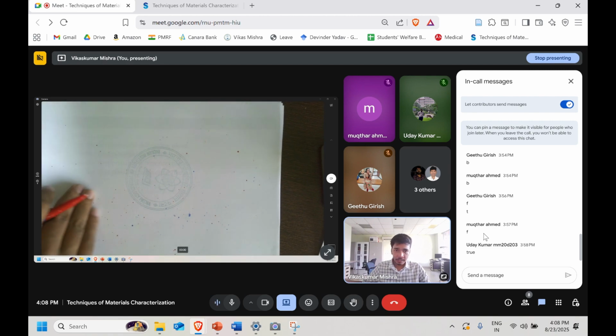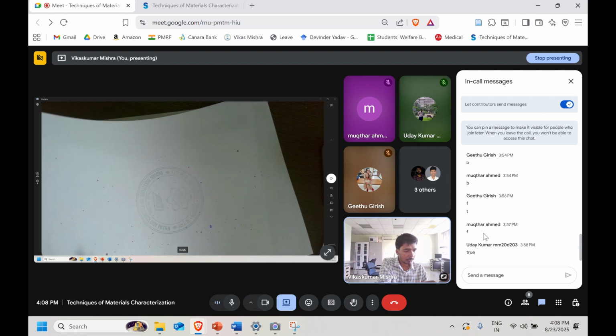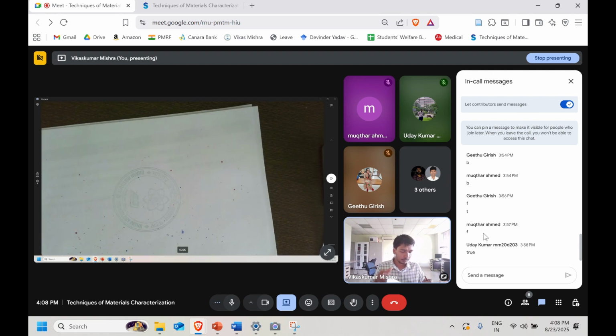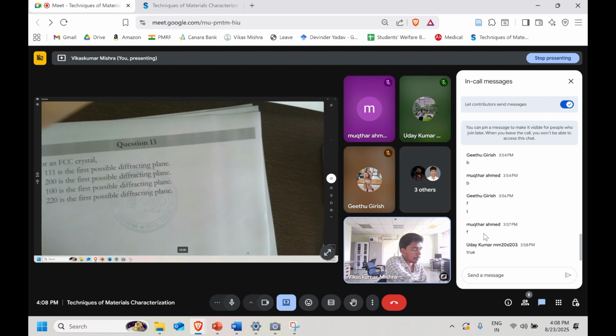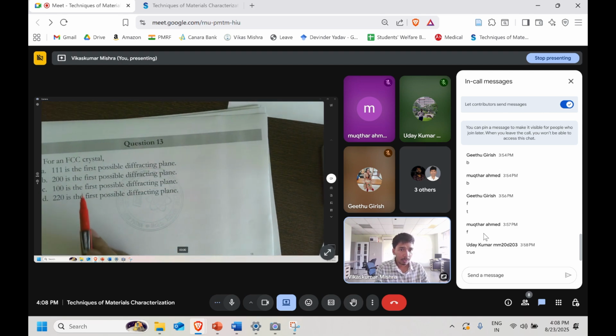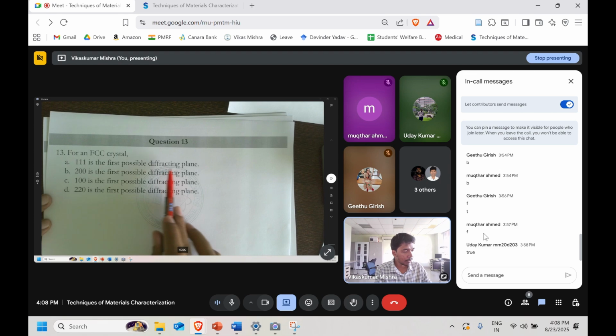If there is any doubt in this particular concept, let me know. If not, let's move to the next one. Let's try to solve a few questions based on this. The question is, for an FCC crystal, which one will be the first possible diffraction plane?